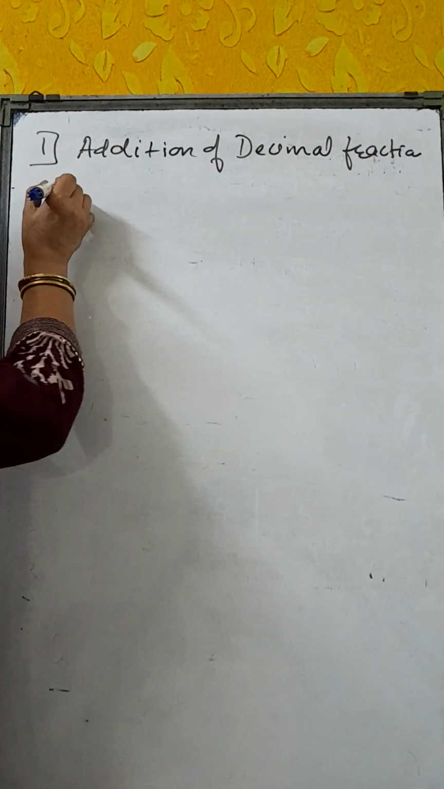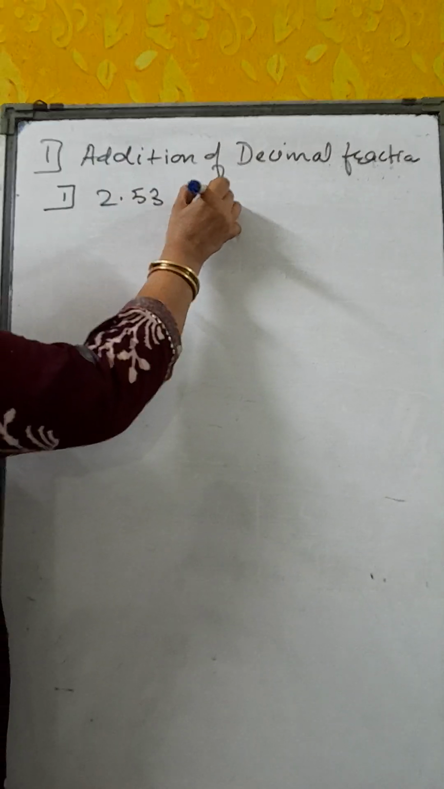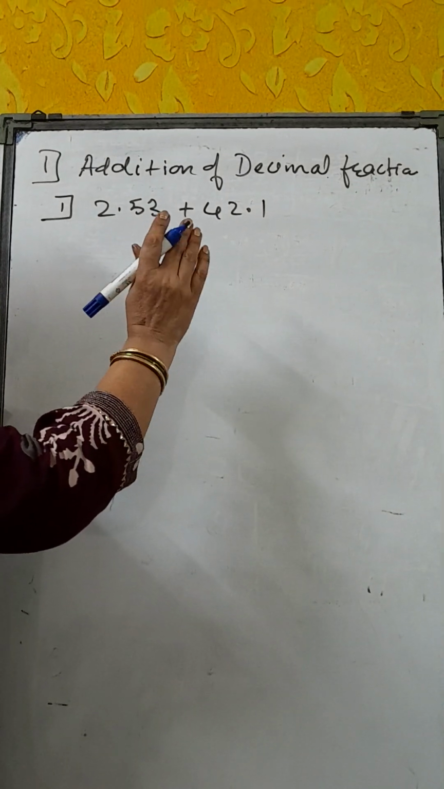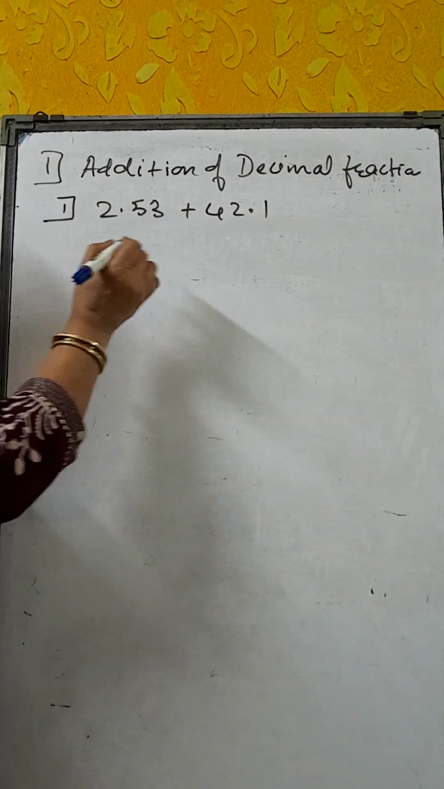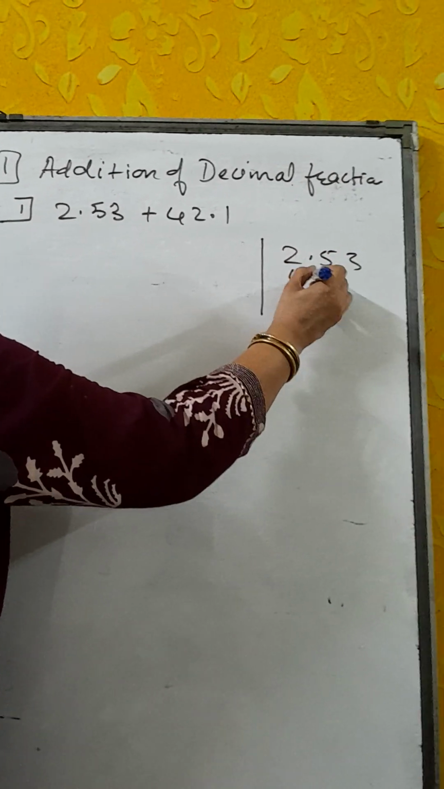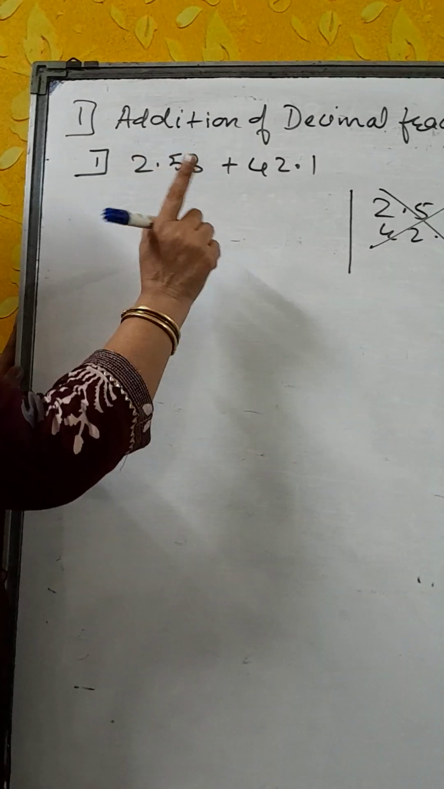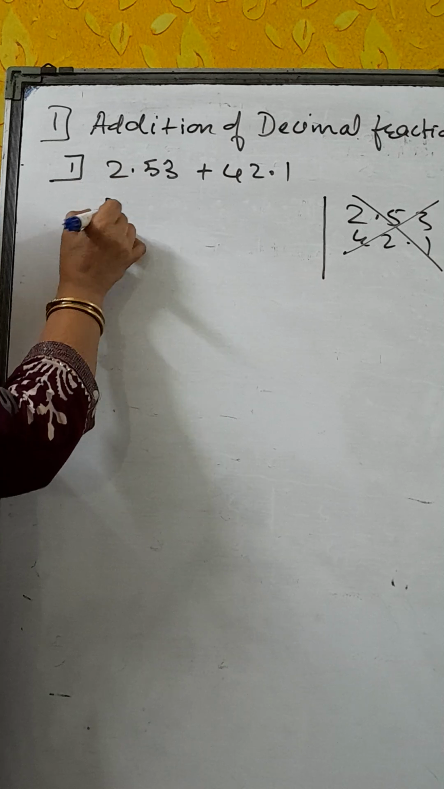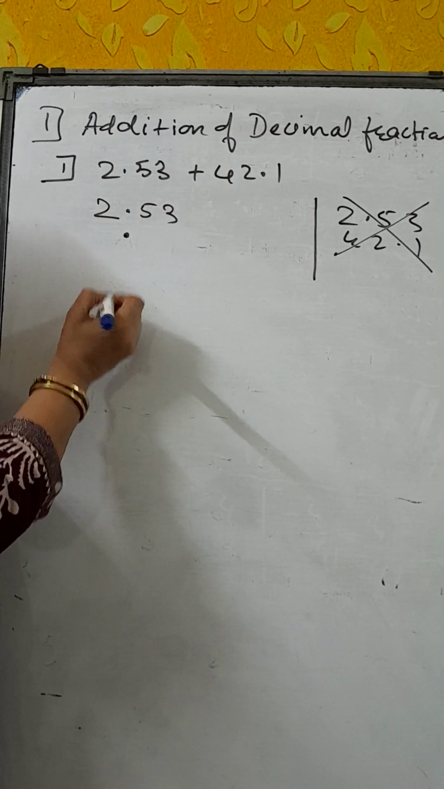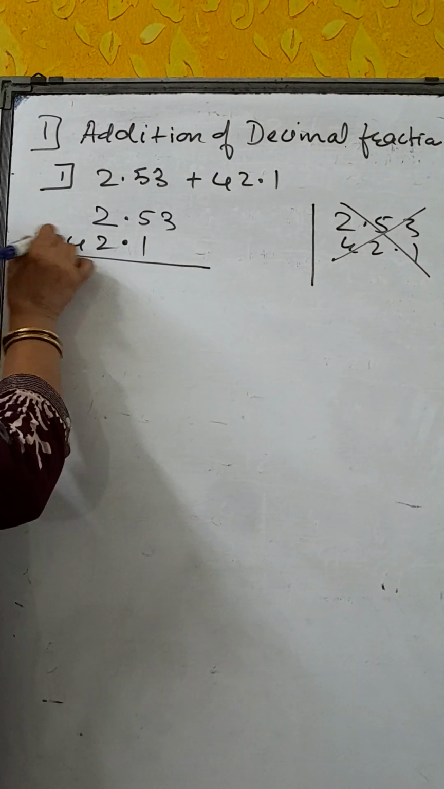Generally when an example is given, they give 2.53 plus 42.1. And what mistakes do students make? First I will tell you how they make the mistake. They write like this: 2.53, 42.1, and this is wrong. What is the rule of decimals? In addition, when you write 2.53, first write the decimal point below the decimal point, then 42 on the left and 1 here, and then add.